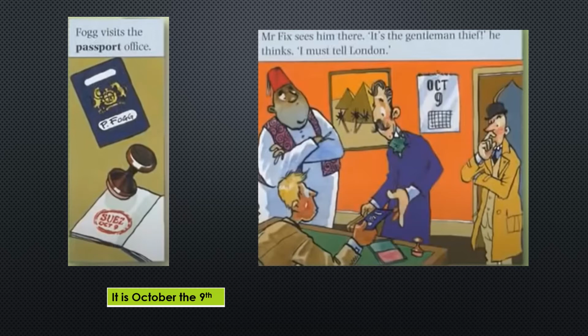Mr. Fix sees him there. "It's the gentleman thief," he thinks, "and I must tell London." So the detective thinks that Mr. Fogg is the gentleman thief, and he also says that I must inform the authorities in London, and so he does so.